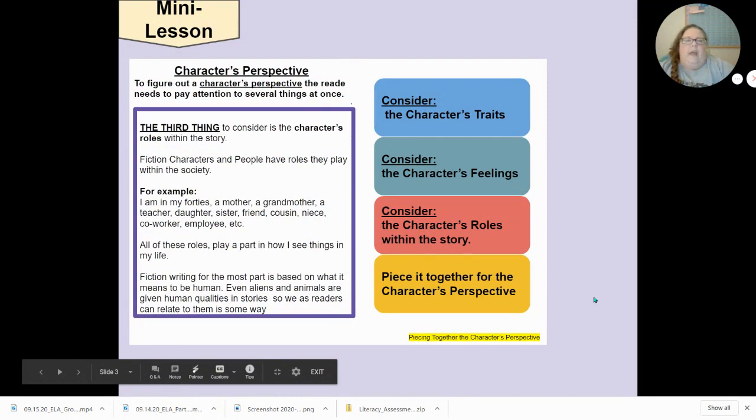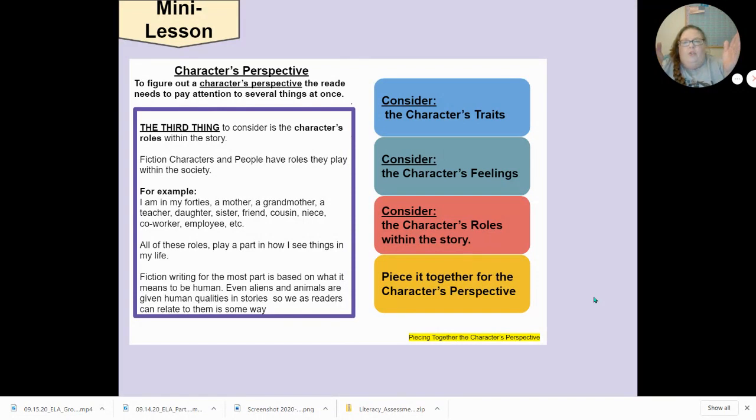So character's perspective helps us see what the character sees and why they see it that way, based on their character traits and their feelings. And now the third thing is the role that they play within the story. Literature is kind of a great experiment. It allows the reader to take adventures and to try different things without consequences. So we get to explore what it's like to be a character who's just survived a war in Sudan without actually having to go through that traumatic experience ourselves.